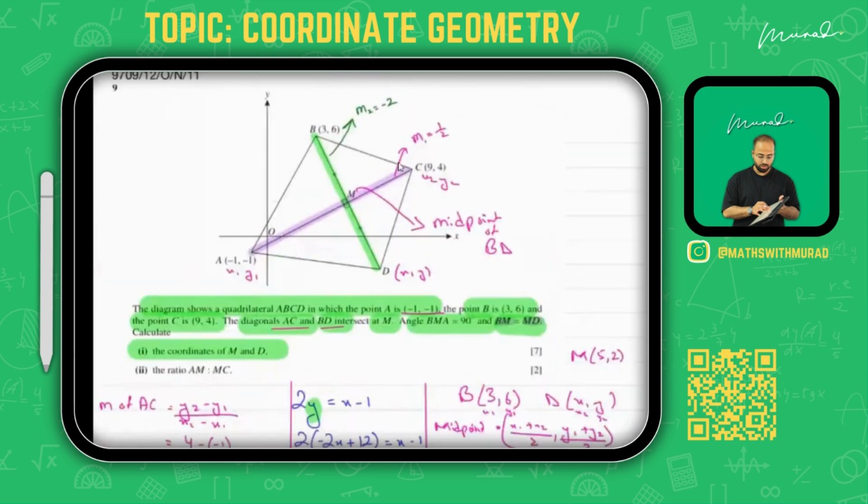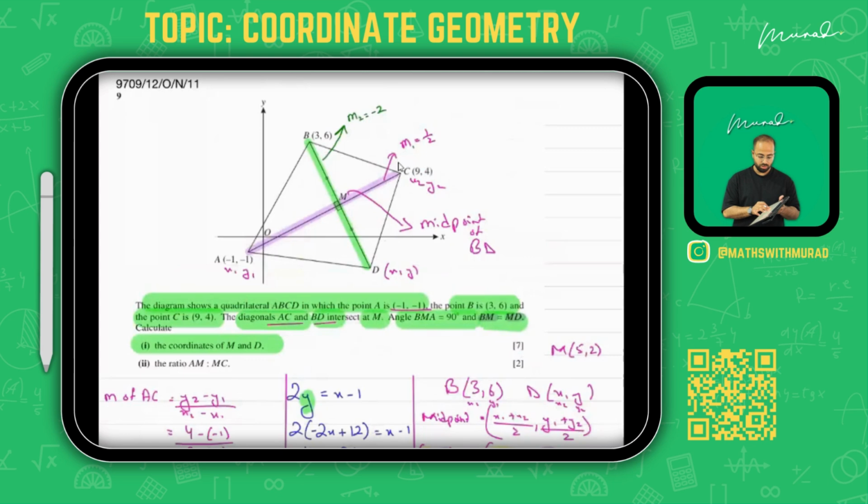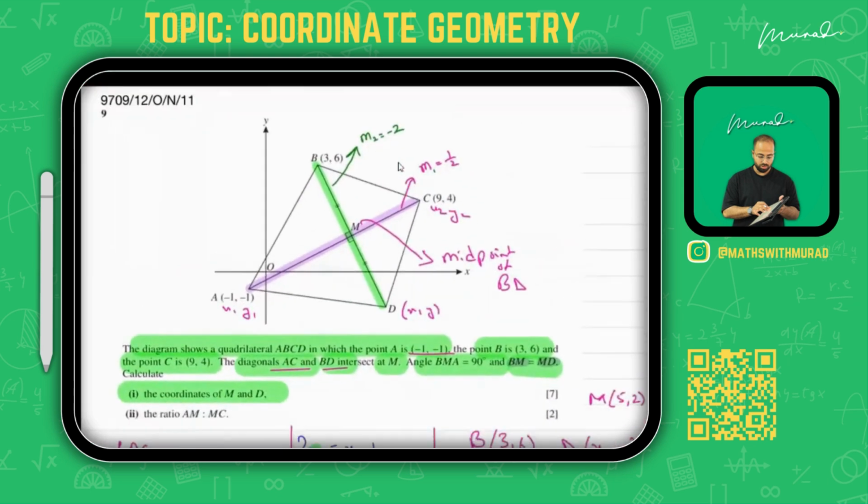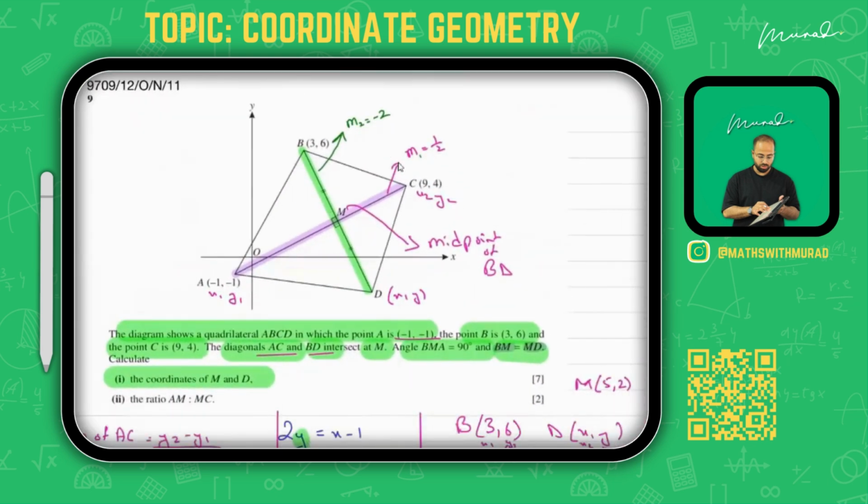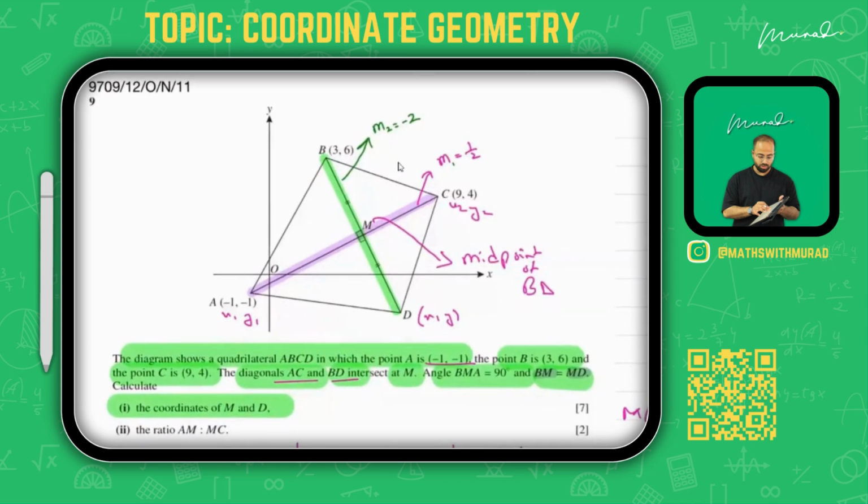So moving forward, they are asking for the ratio of AM and MC. There are multiple methods to take out the ratio of AM and MC, but there is one single approach, which is a kind of O levels approach, which we have already done. I'm going to use that approach in this particular part. It is a very easy approach. I'm going to break it down into the formula of position vector.